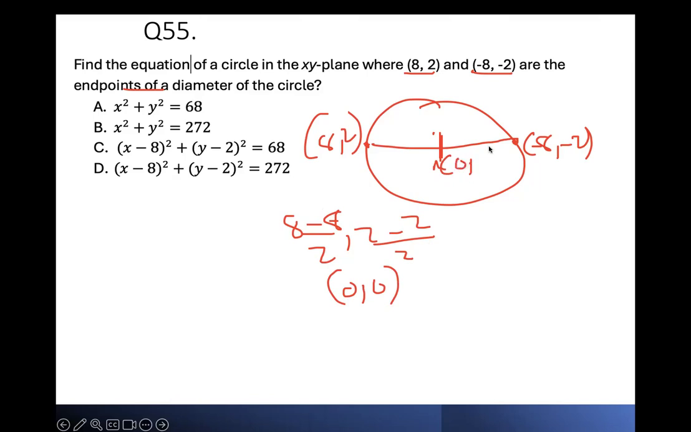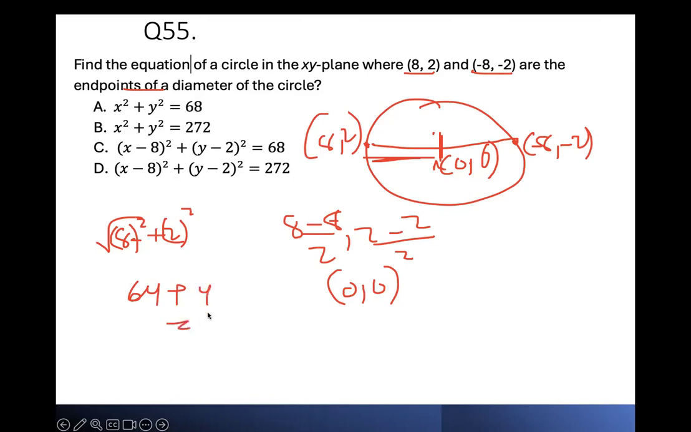I'm at the center of the equation of the circle. Now find the length of this. This is going to give you 8 squared plus 2 squared, because the center of the circle is 0, 0. And this is going to be 64 plus what?